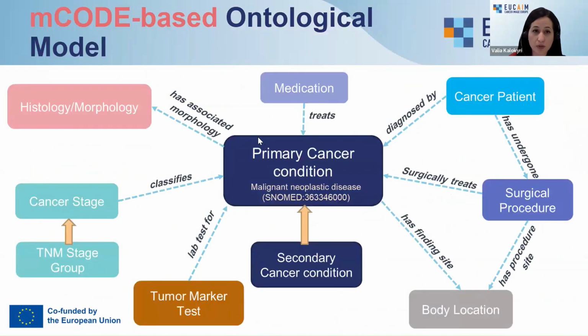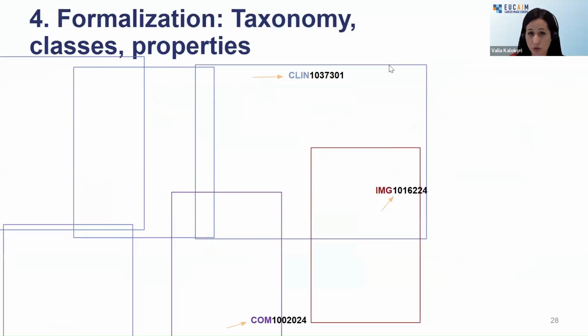So what we did in our ontology is that we got this specification and we created the ontological model of it. As we said, this is the core conceptual model of our ontology. Here you see just an example. So the primary cancer condition that is specified has a finding site, a body location, the cancer patient is diagnosed with this condition, the patient has undergone a surgical procedure, and so on. So associated morphology, the cancer staging, tumor markers, etc. So the whole specification was actually modeled ontologically.